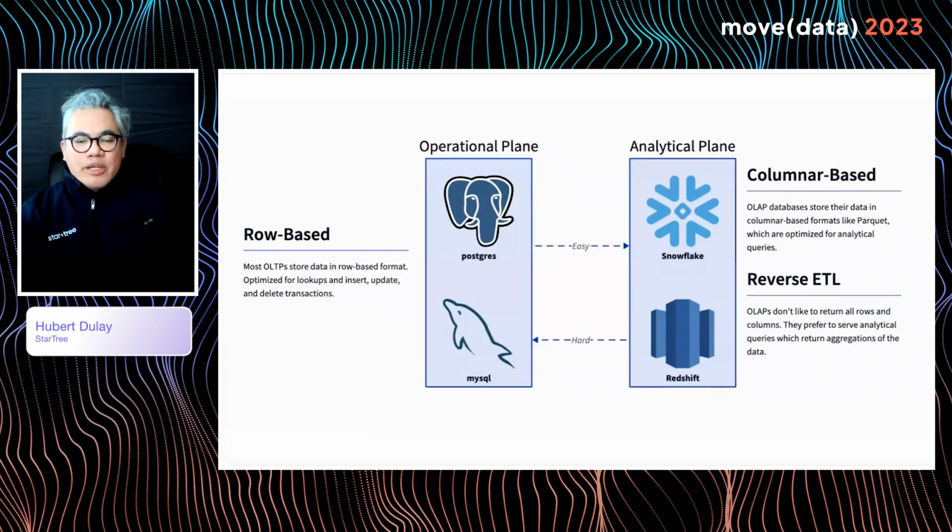And on the operational plane, you have your row-based OLTP databases that provide you with the transactional workloads that go along with the application.